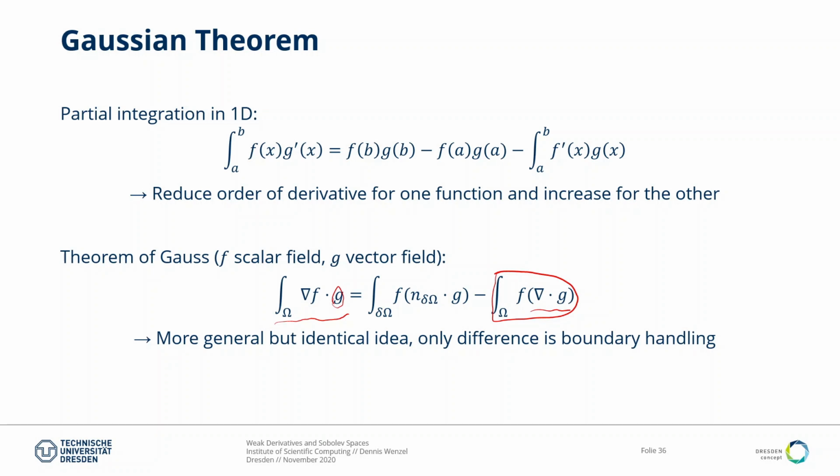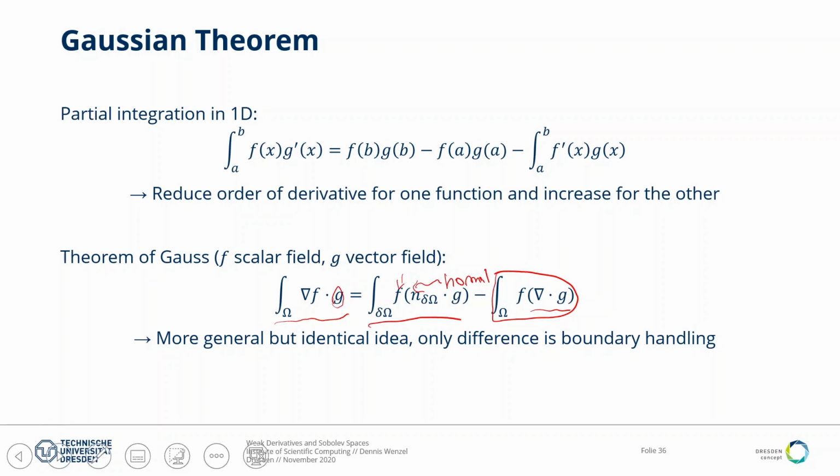And because the one is a scalar field and the other one is a vector field, in order to make it match in terms of vector dimensions, the gradient becomes a divergence. And then there is something happening on the boundary, and because instead of the 1D case where my boundary is essentially just 2 points, a and b, I now have more than just 2 points as a boundary. I have this boundary integral, and what you see here is the function f times the outer unit normal on the boundary of omega, so that's the normal vector, in the scalar product with g. So it's essentially the same idea, but only with a slightly different boundary handling, but still we are again reducing the order of derivative for one function and increasing the order of derivative for the other.